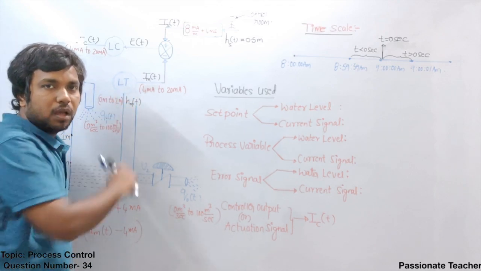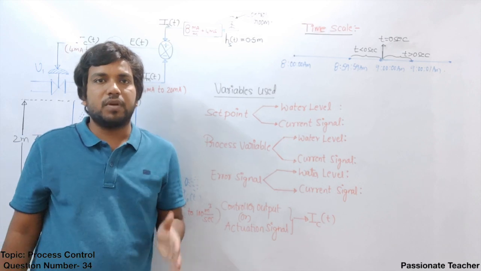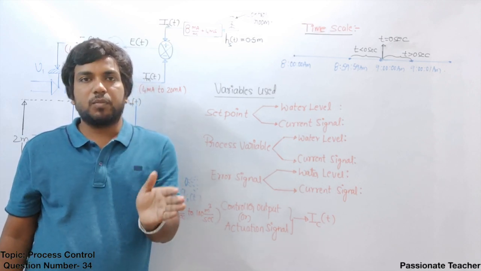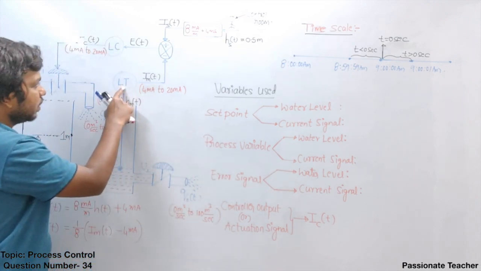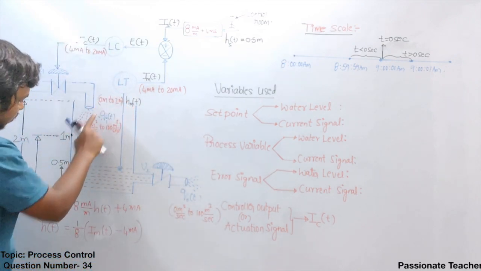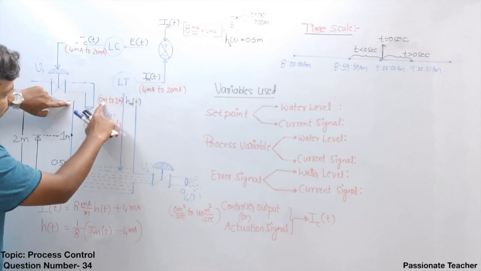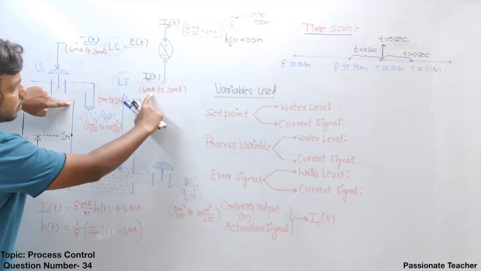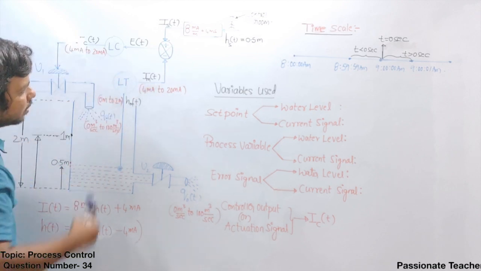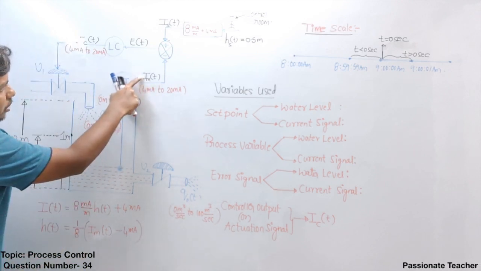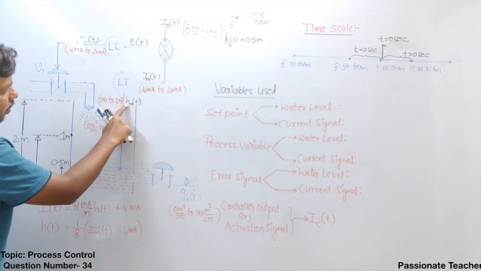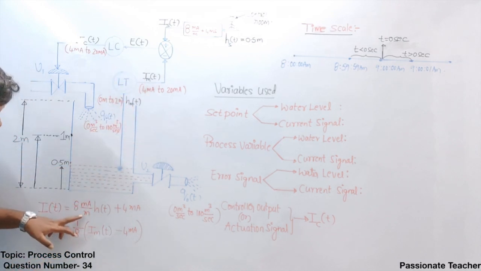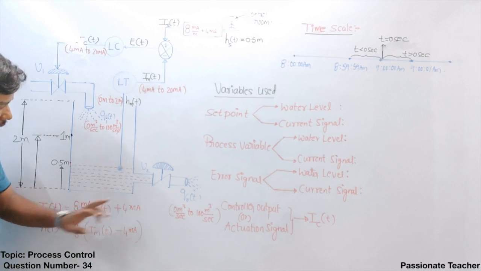This is called a transmitter, and in instrumentation we have studied very clearly that a transmitter is a device which converts a physical variable into current. Now the level transmitter converts 0 meter to 2 meter water level into 4 milliampere to 20 milliampere current. It is the standard range. The relation between the current and water level can be given like this: current equals 8 milliampere per meter into h of t plus 4 milliampere.